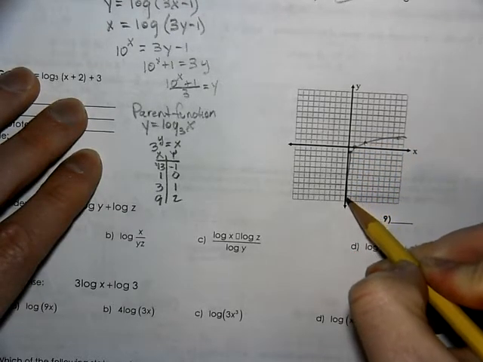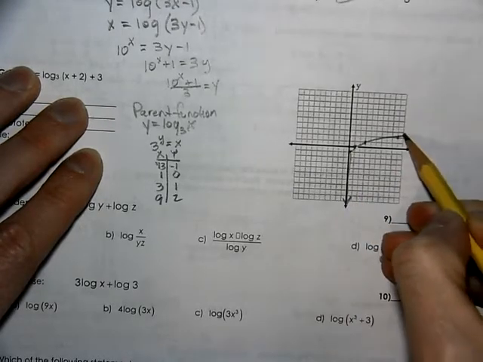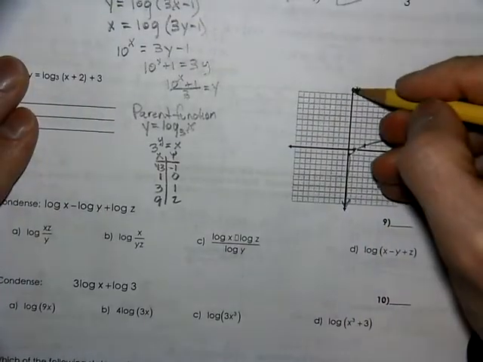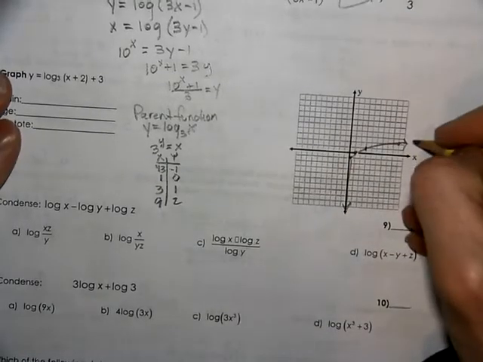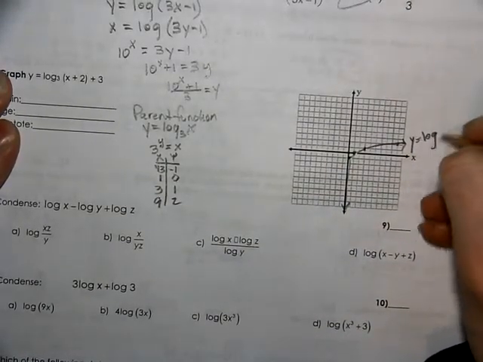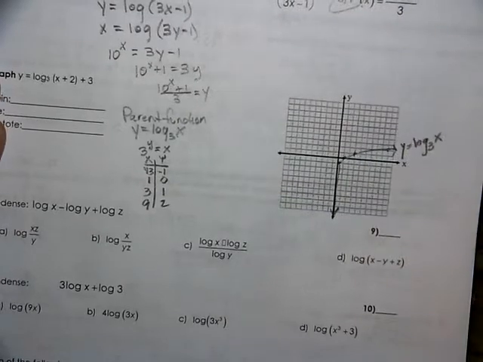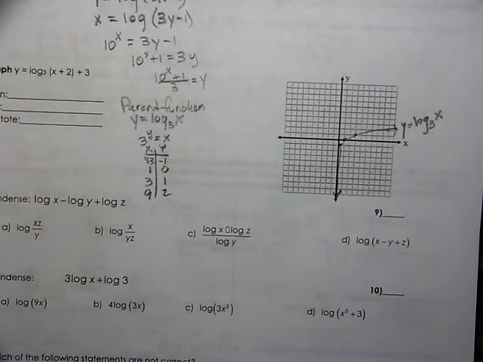Knowing logarithms approach a vertical line, our vertical line that we would have, our asymptote, would be, in this case, x equals 0. So this is y equals log base 3 of x. But what we want to do is a translation to this. So for a translation, we're going to move the graph 2 units to the left and 3 units up.